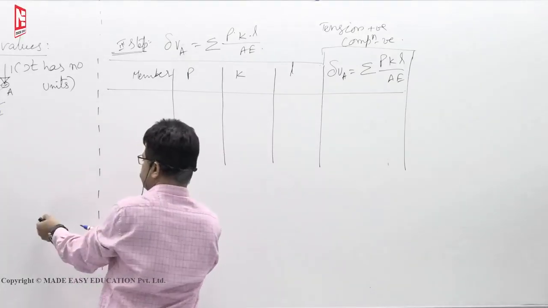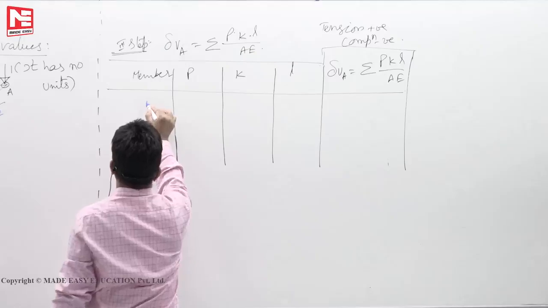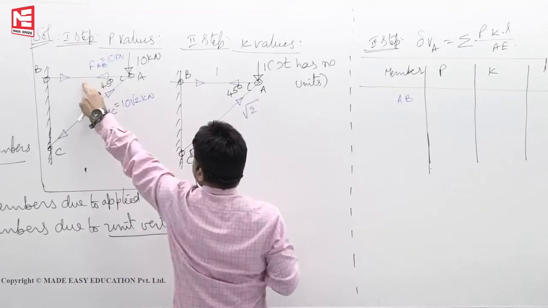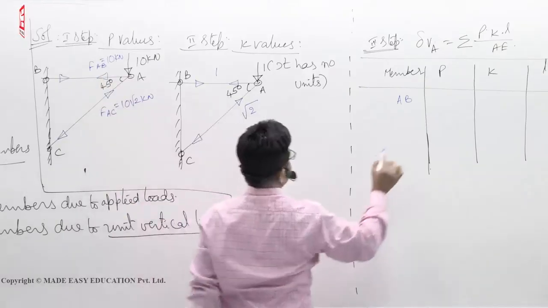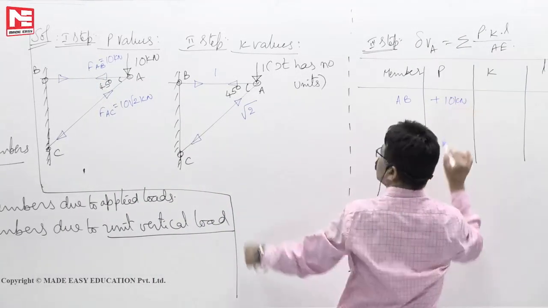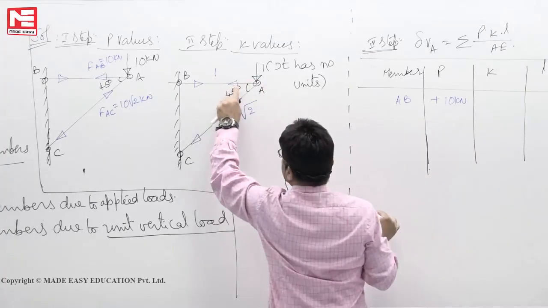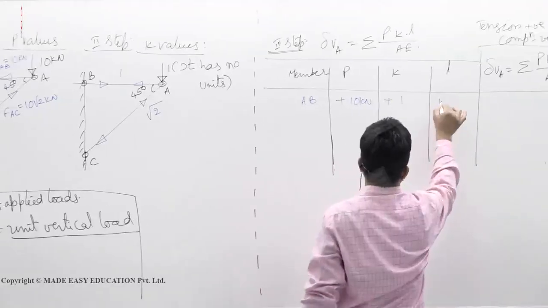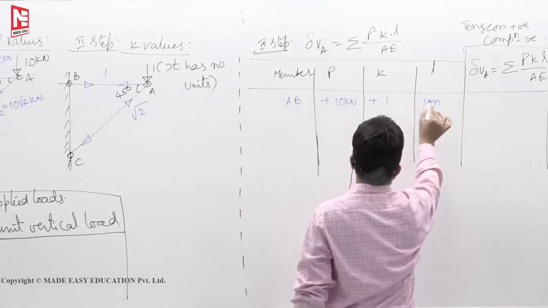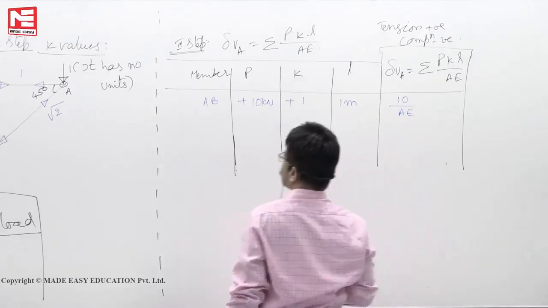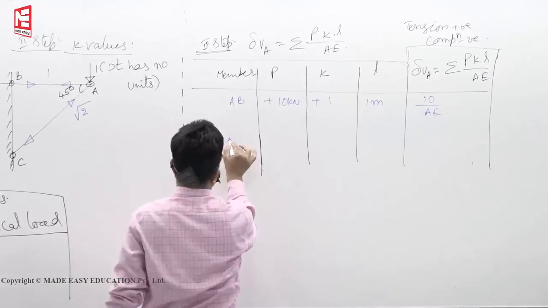First we will take say member AB. Member AB is this one. Force in this member is tensile, so plus 10. K values: AB member, again the arrow mark is away from the joint, so plus 1. Length of the member is 1 meter. PKL by AE, that means 10 by AE. That's all. Next, AC member.